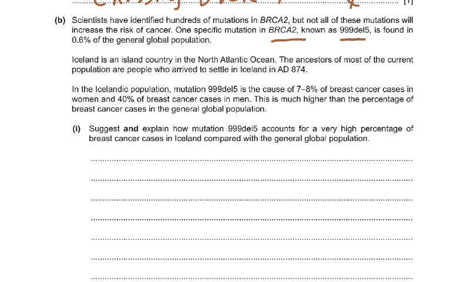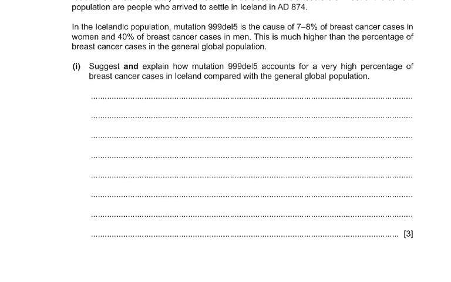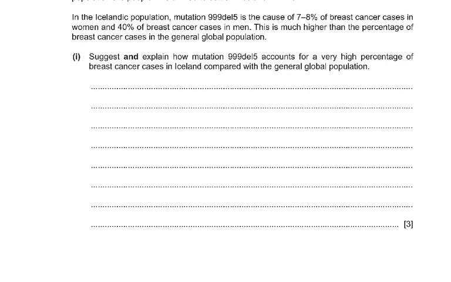Suggest and explain how mutation 999DE15 accounts for a very high percentage of breast cancer cases in Iceland compared with the general global population. 3 marks. Mutation occurred a long time ago, or you could have said someone in the original population had the mutation. Mutation is from a common ancestor. Then founder effect, then population is small. Much of the population is closely related, or you could have said a small gene pool. It's an isolated population, and this caused an increase in frequency of the mutation or the BRCA2 allele.